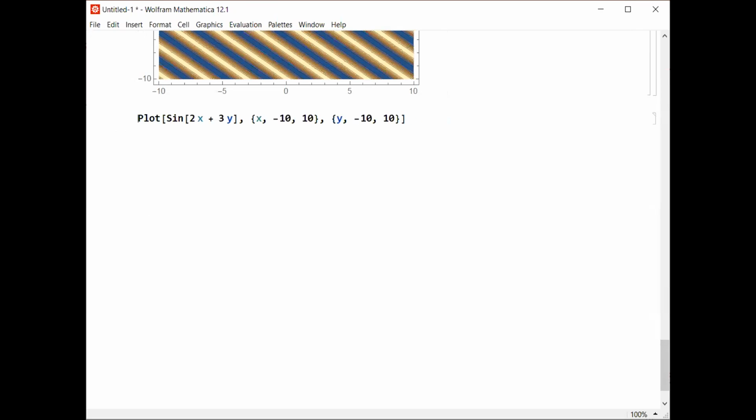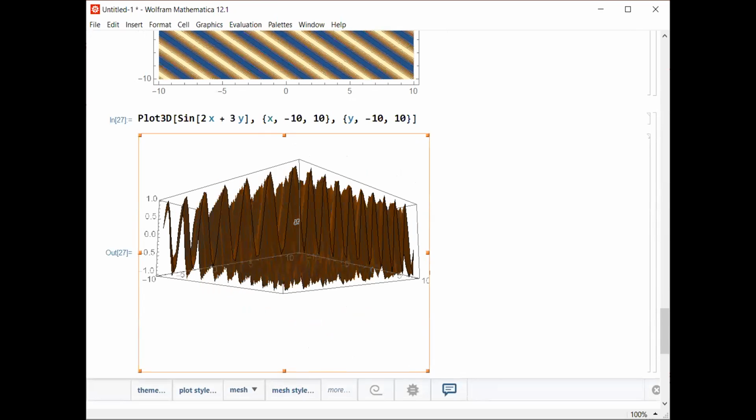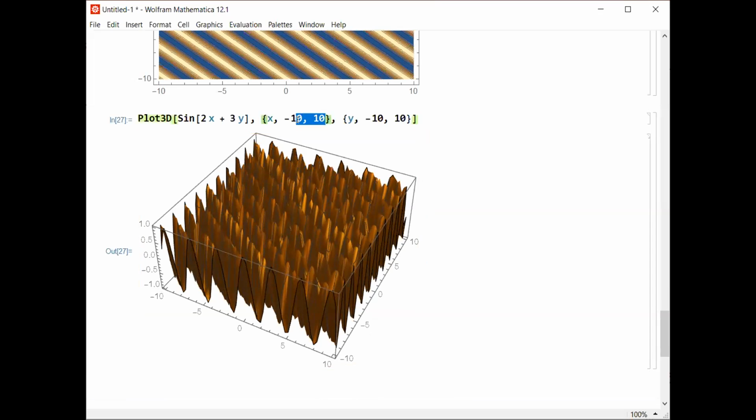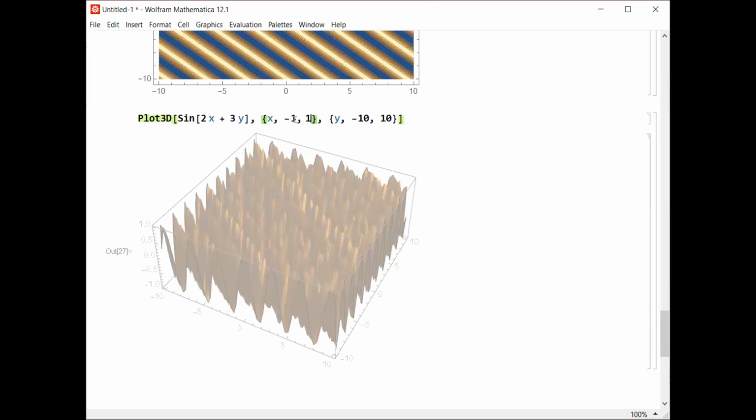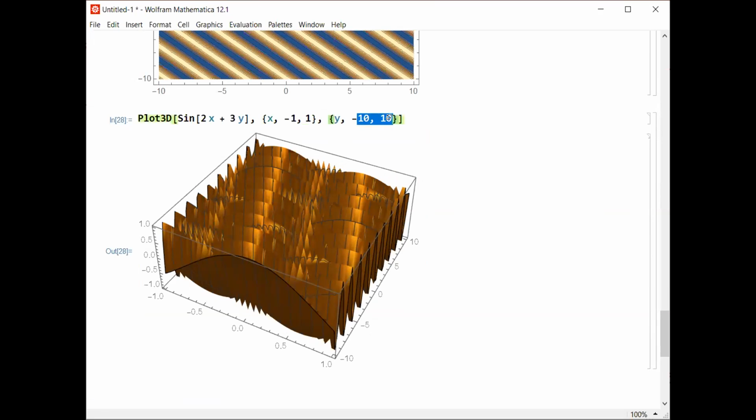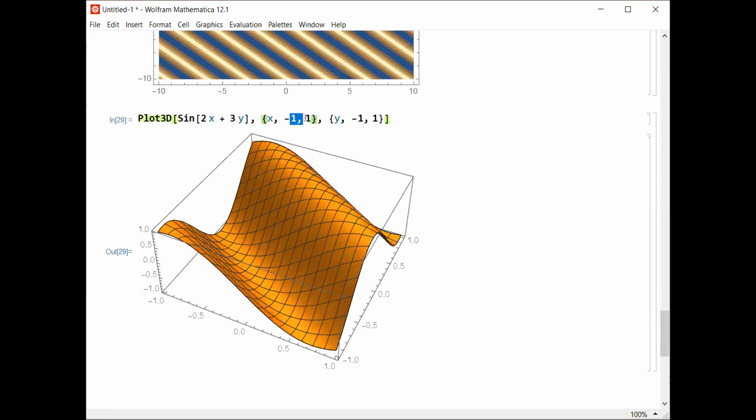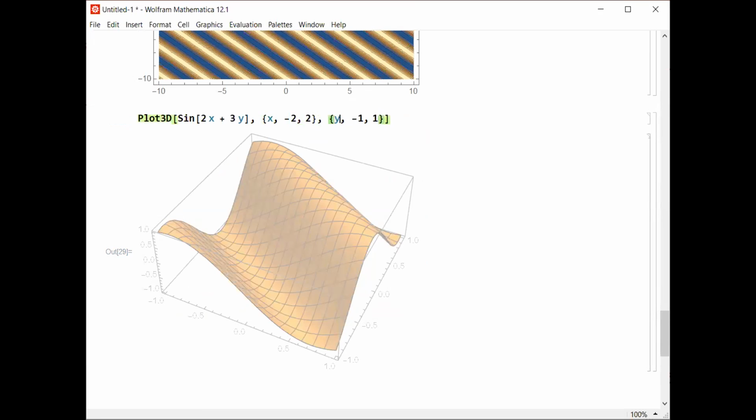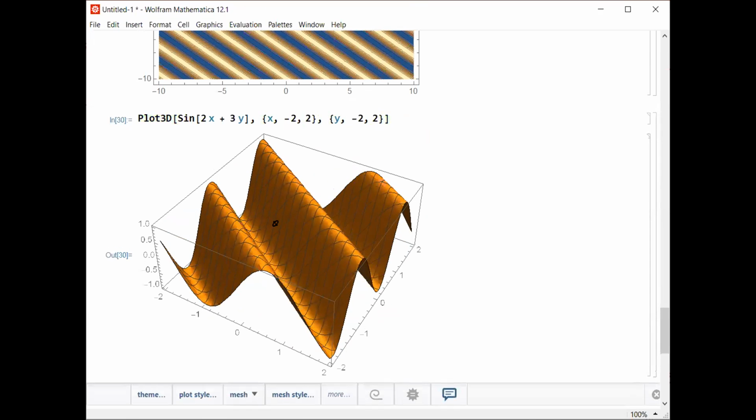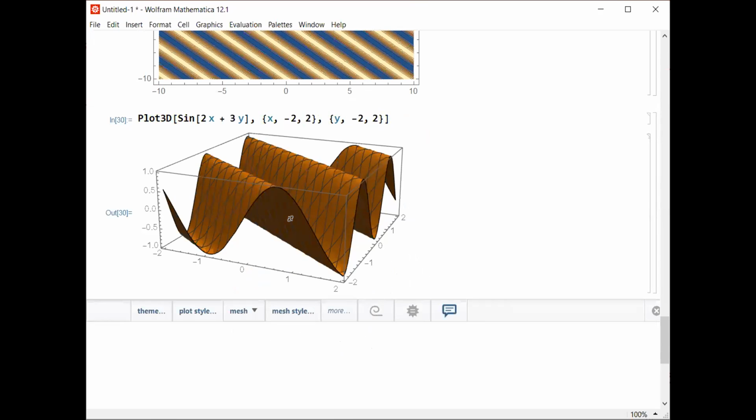Instead of contour plot, let's do Plot3D. Here is my function. I'm plotting it over such a large range, it's kind of hard to see. Let's just do maybe -1 to 1, and let's do that for y as well. Maybe I want to go a little bit further, maybe I'll do -2. You start to really see, and you can really play games by rotating this to try to get a sense of what's going on.